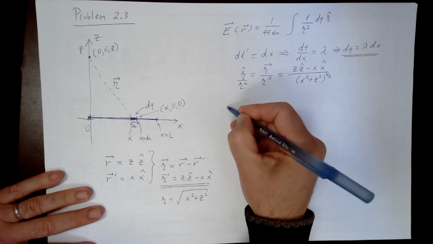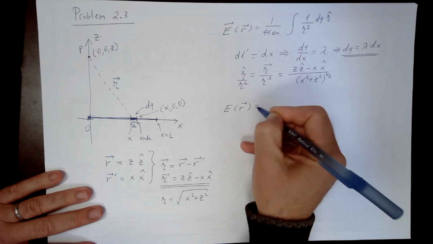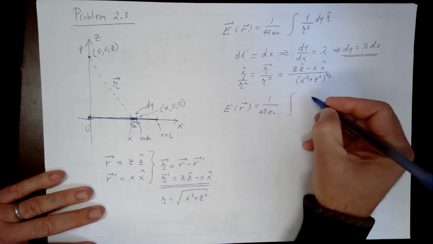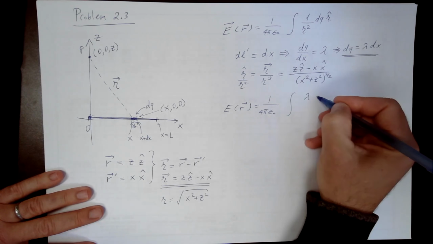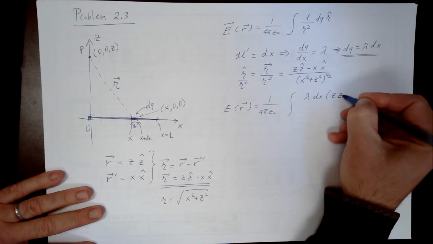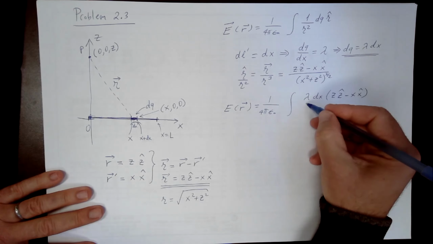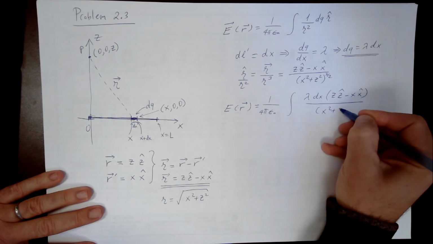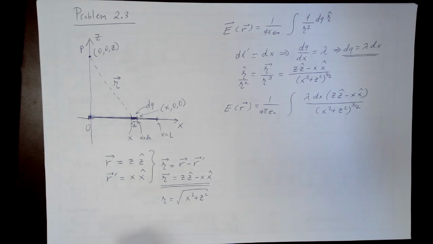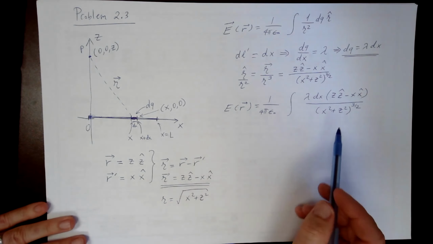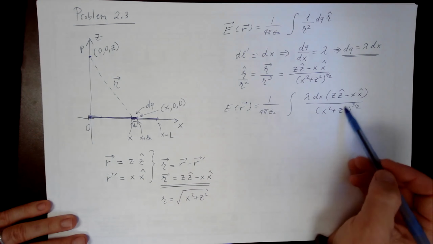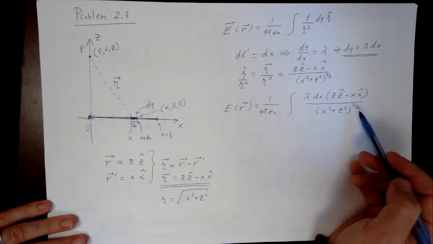Okay, so then 1 over 4 pi epsilon naught, integrate, instead of dq I have lambda dx, and then I have z hat minus x hat, all divided by x squared plus z squared to the 3/2. Okay, so what's remaining here is basically doing two integrals, one for the z component, one for the x component, and that will do the job.